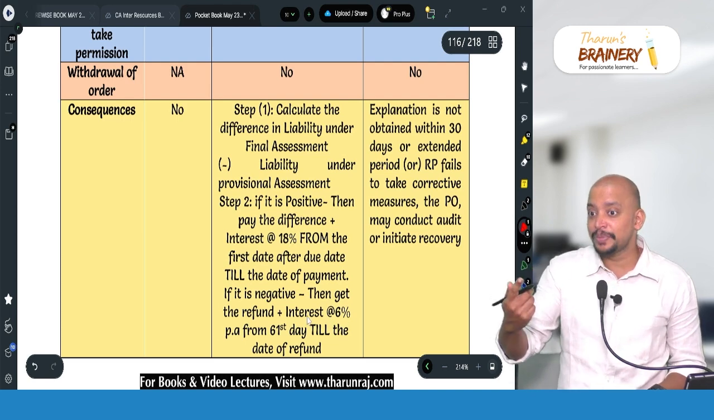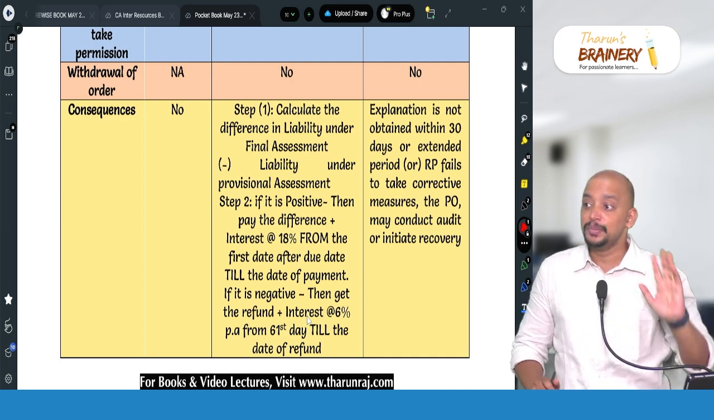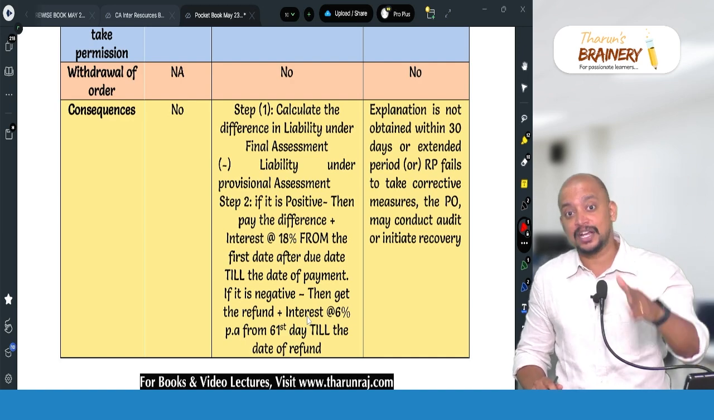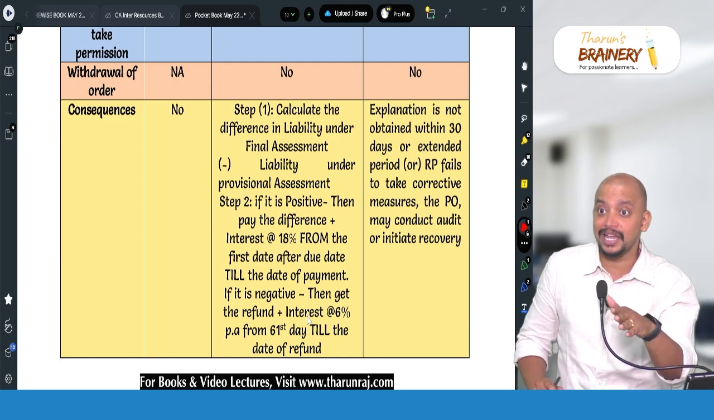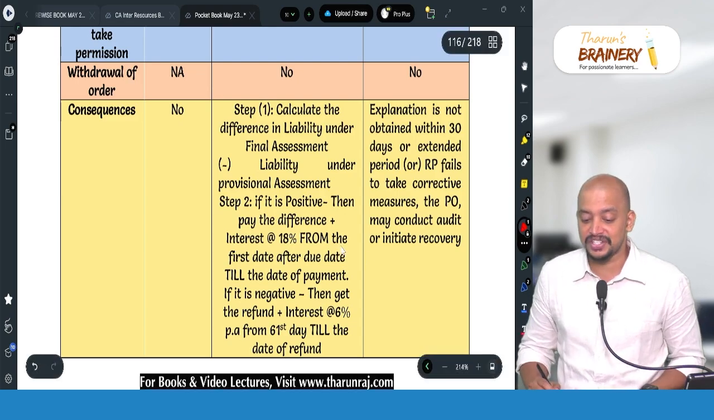But when we need to pay, from the first date after due date till the date of payment, that is 18%. But when they give, final assessment will be completed, thereafter we need to make application, thereafter 60 days, and then only interest will be computed from 61st day.